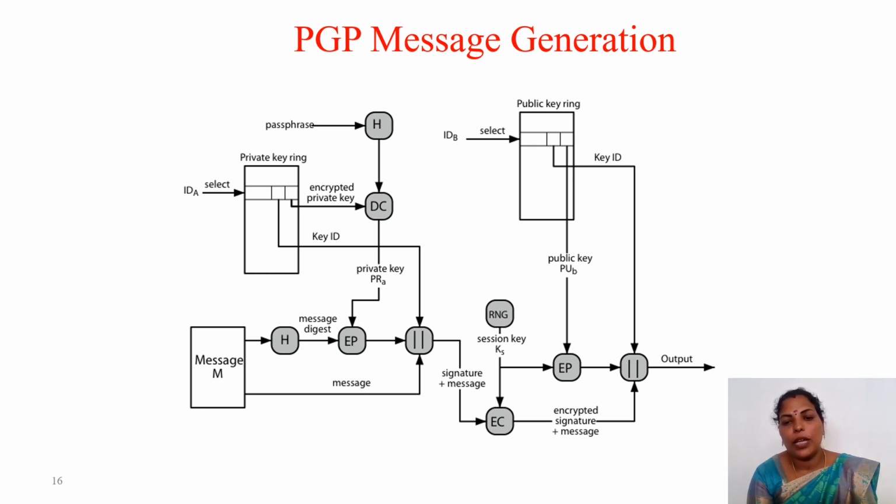Then the signature plus message is passed to this EC. Then the encrypted signature plus message is concatenated with the EP. For the EP, the session key is applied here, and the encryption process is performed with respect to the public key. The public key we get from the public key ring. Finally, the encrypted message plus the key ID plus the encrypted signature plus message is concatenated and given as output here. This is the message generation process.